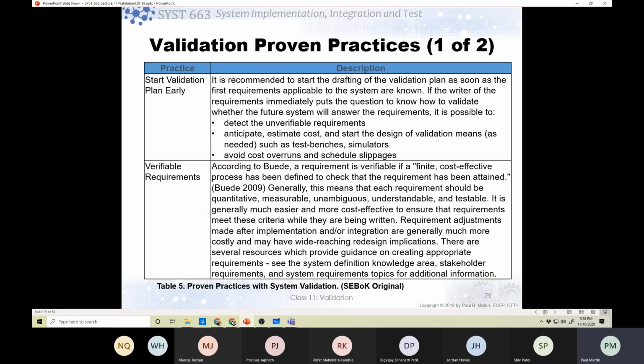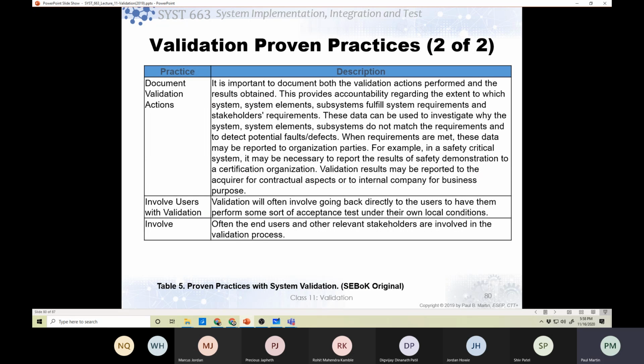Start your validation plan early. Make sure the requirements are written up and looked at. There's a cost for every requirement, including validation requirements. Document your actions and involve the users to help you with your validation, and make sure that those stakeholders are indeed involved.